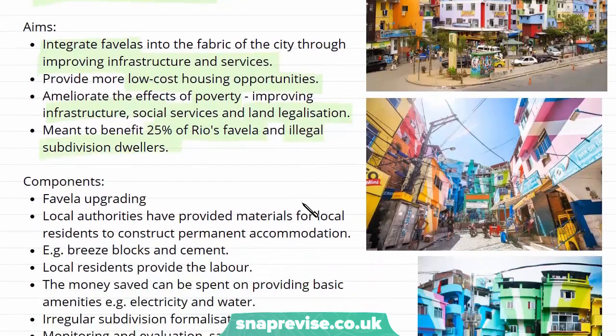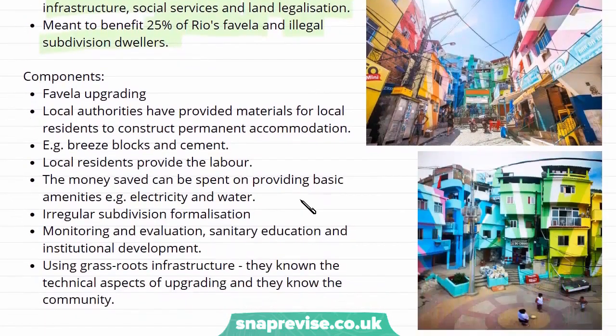So some of the components of the project included favela upgrading, so improving the materials with which houses were built, and also improving the aesthetic qualities as well. As you can see, many of the buildings have been painted to improve the aesthetics and make it a nicer place to live.